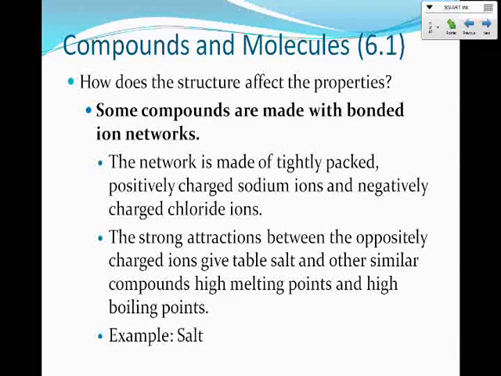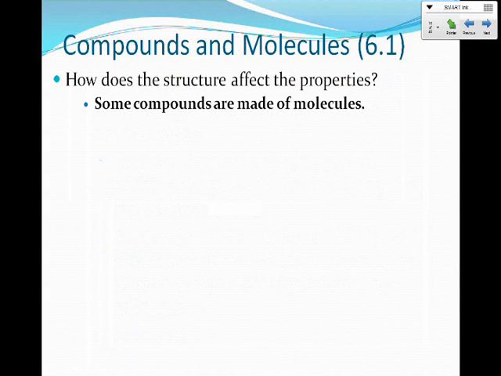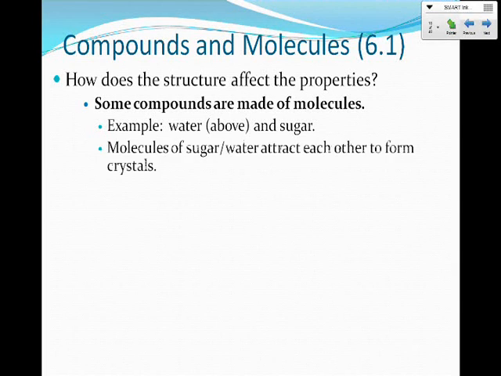And the last type of structure that we're going to discuss today is molecular structure, a compound that's made of molecules. This is the weakest structure. So on the side of your notes, make sure that you mark these in order of strength. Network structure is the strongest, then we have bonded ion networks, then we have molecular structure, and molecular structure is the weakest type of structure. An example is going to be water and sugar. And you'll see down here, this is an example of a water molecular structure in your notes.